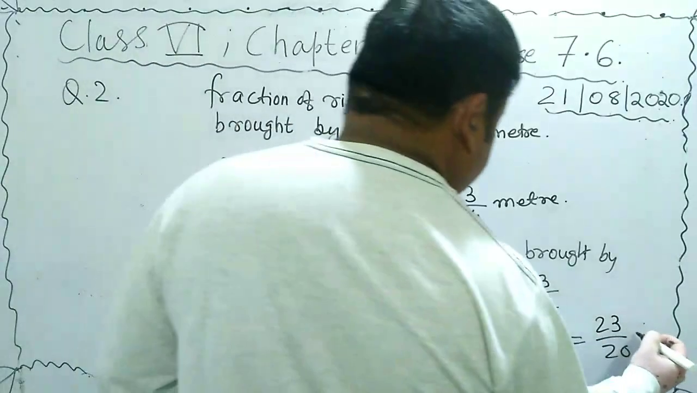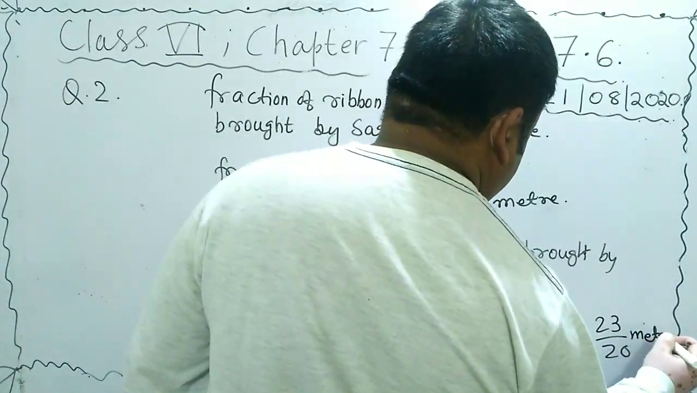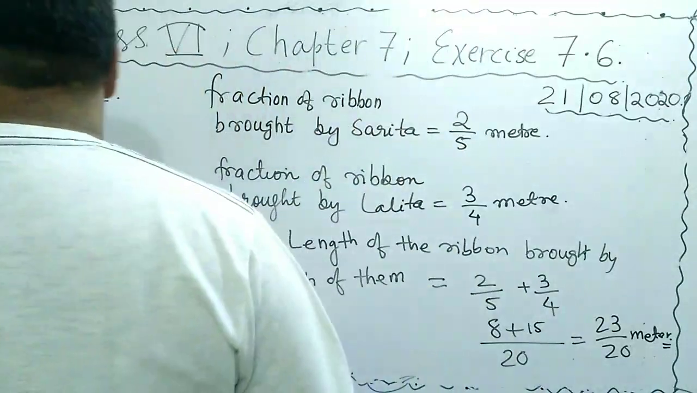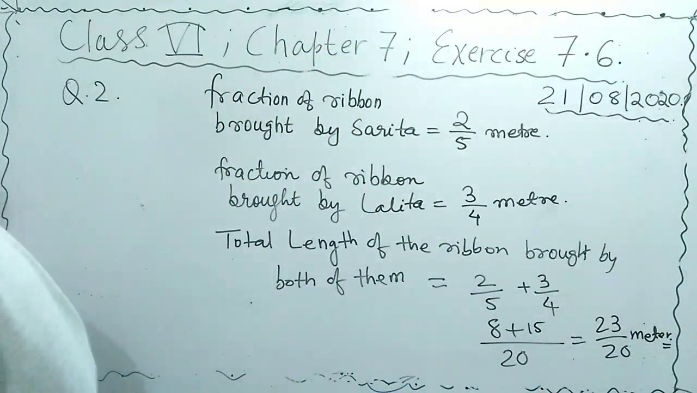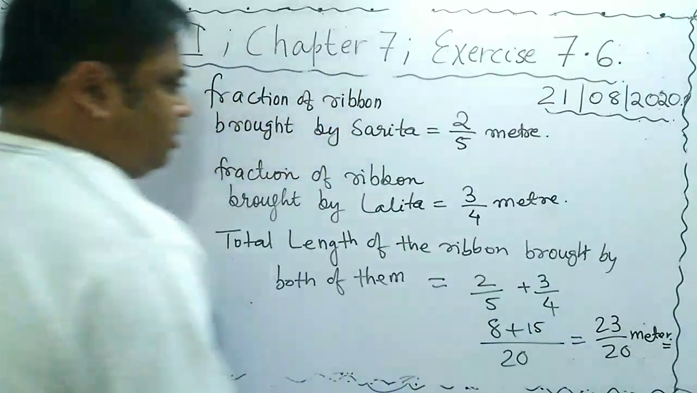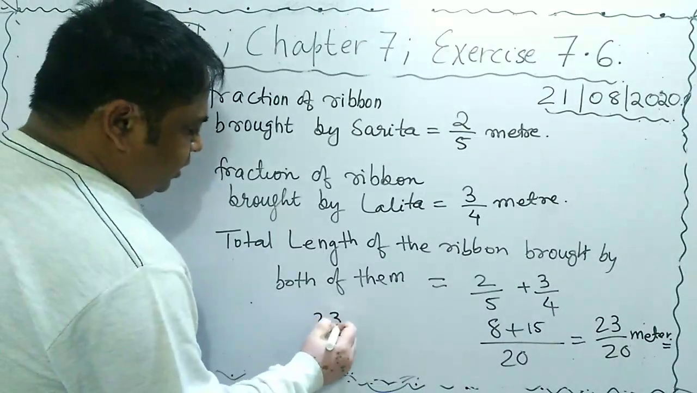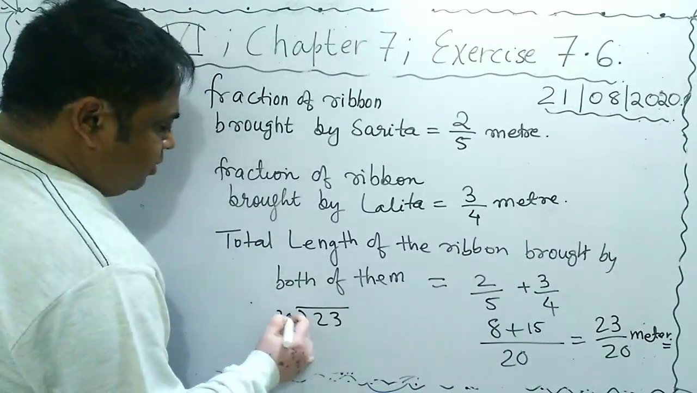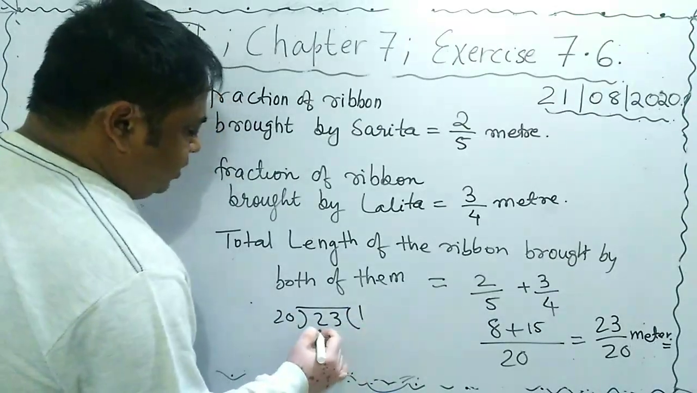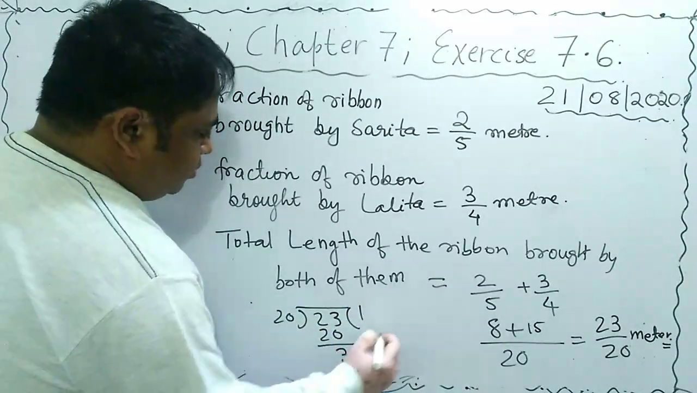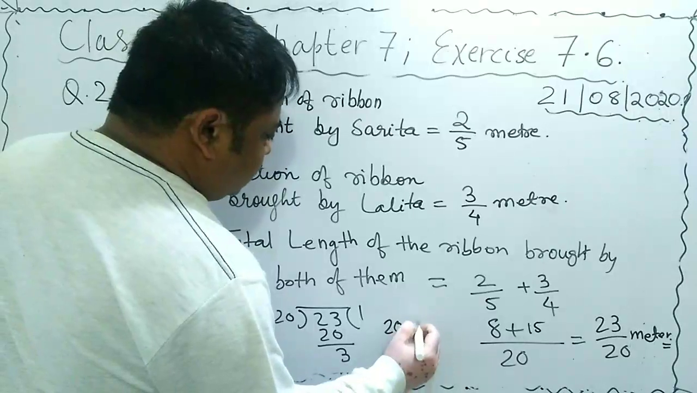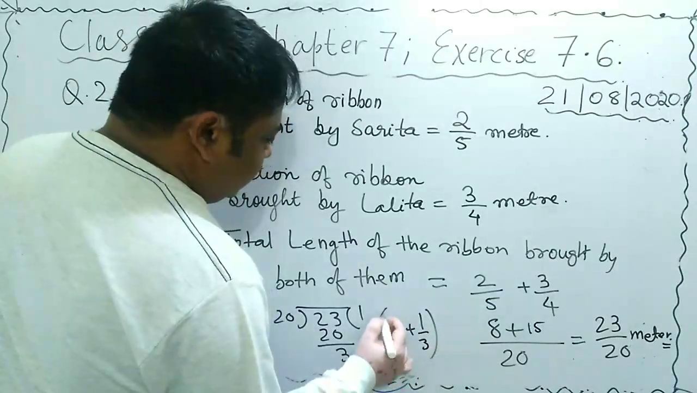Meter. Now this is improper fraction, so how can we convert this into mixed fraction? So we'll keep 23 inside and 20 here. So we'll write 2 1s are 20, 3 is remaining. So this will become 1 plus 3 by 20 meter.